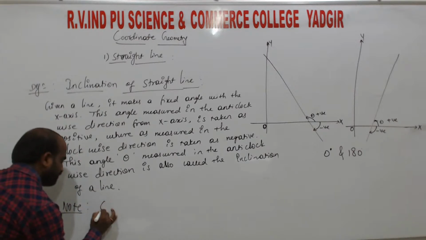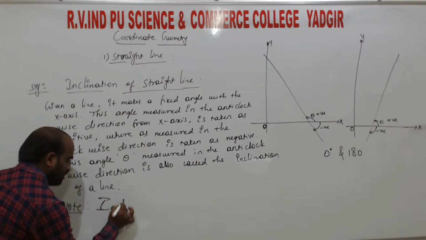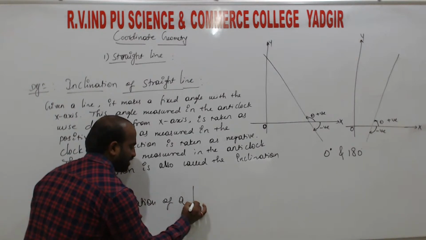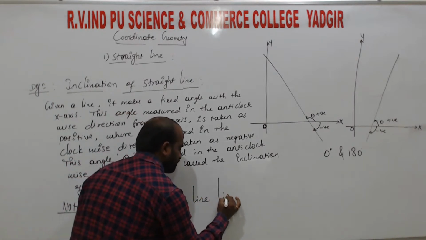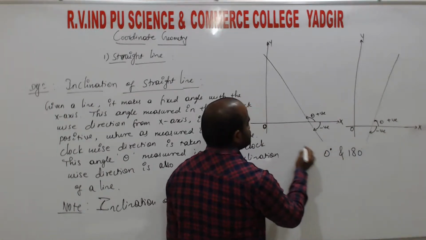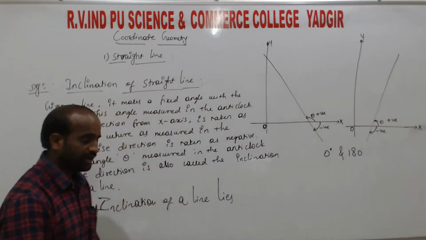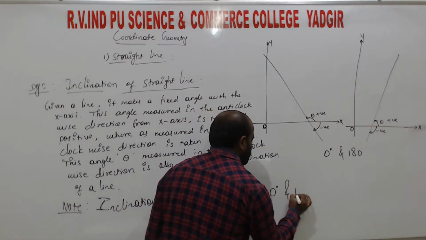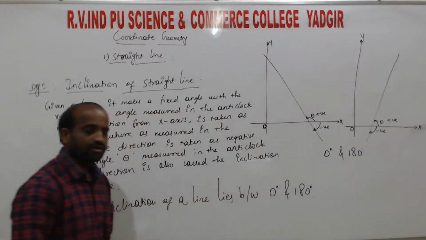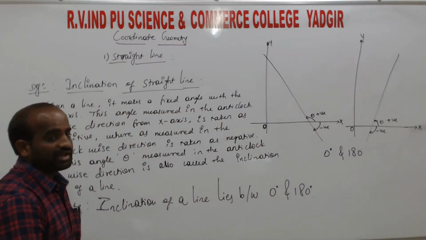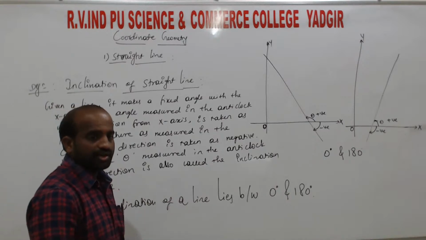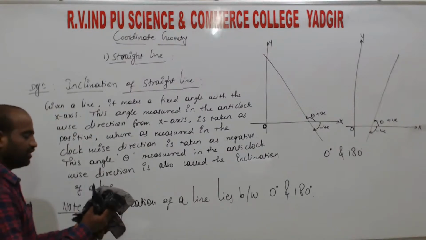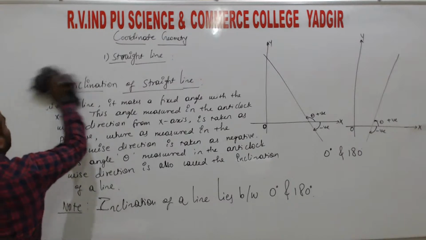Inclination of a line lies between 0 degree and 180 degree. Mind it, this one: the inclination of the line lies between 0 degree and 180 degree. Next, slope of a line.